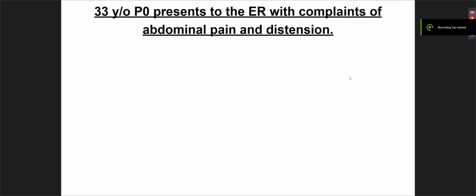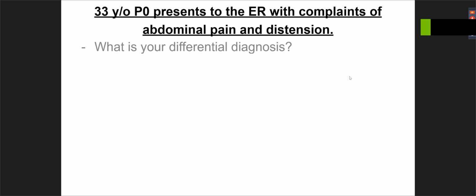A patient presents to the ER with complaints of abdominal pain and distension. What is your differential diagnosis? My differential diagnosis would include both OB and gynecological etiologies as well as non-gynecological etiologies.